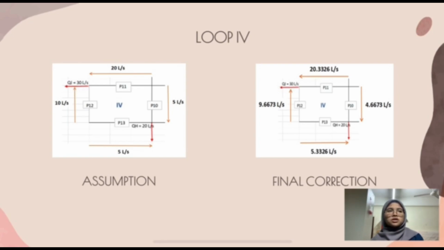For loop 4, we managed to do until trial 5 to get the value of 0, and we also get the final correction for each pipe, which for pipe 10 is 4.6673 liters per second, pipe 11 is 20.3326 liters per second, pipe 12 is 9.6673 liters per second, and pipe 13 is 5.3326 liters per second. The same calculation will be done in each loop.